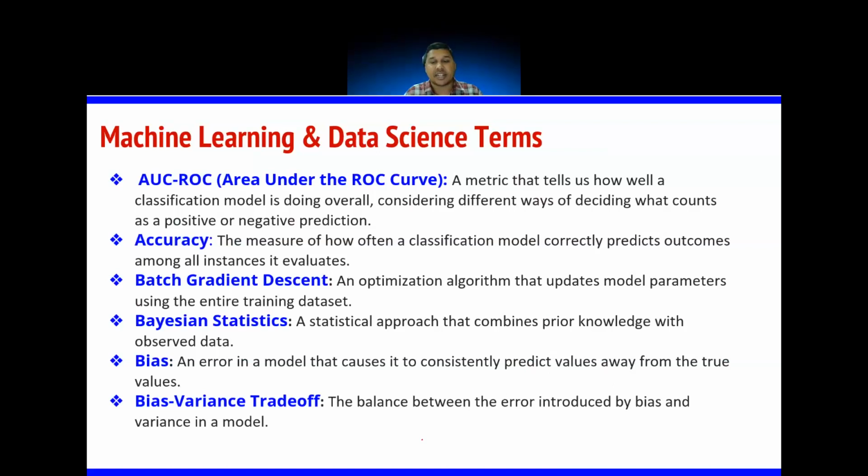Bias variance trade-off. It is the balance between the error introduced by bias and the variance of the model. It is a very important metric in machine learning and deep learning algorithms. To evaluate models, we use this bias variance trade-off. Many research people use this metric. So what is it? The balance between the error introduced by this b variable and the variance in the model.